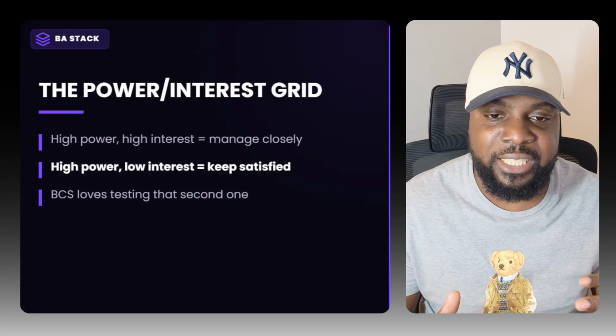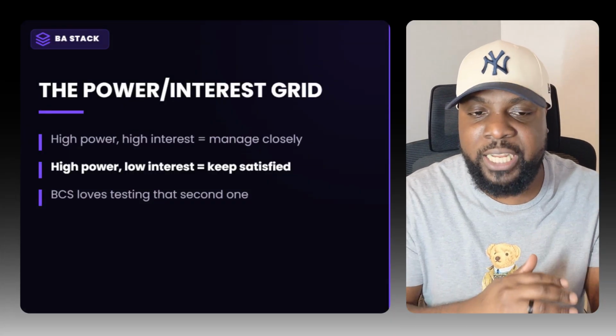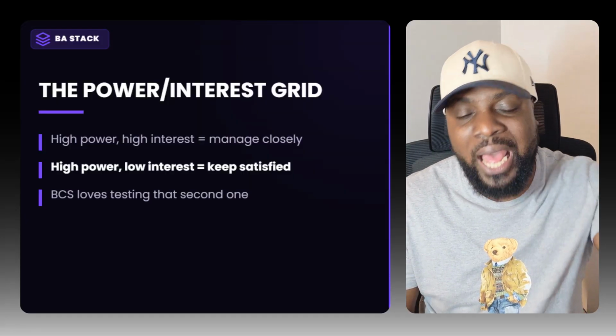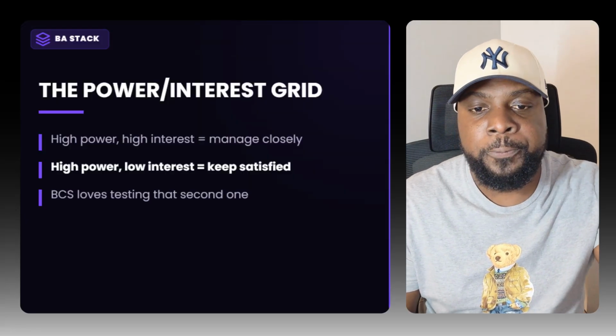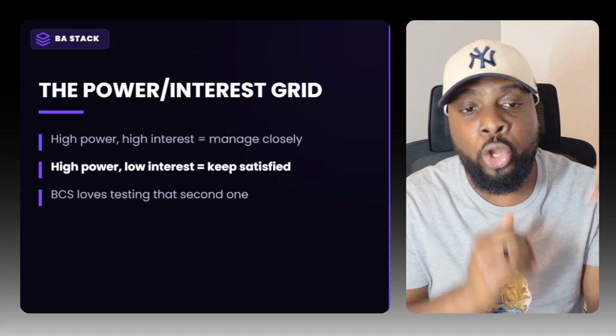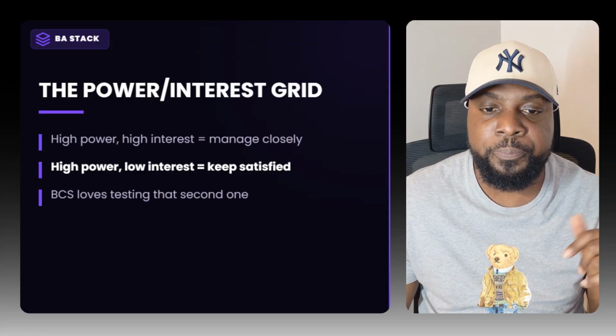Now, the BCS tests this with something called a power interest grid. I've mentioned this before. You map every stakeholder based on how much power they have and how interested they are. So high power, high interest, that's your key player. So you have to manage them closely. High power, low interest, keep them satisfied. Don't bore them with too many details.